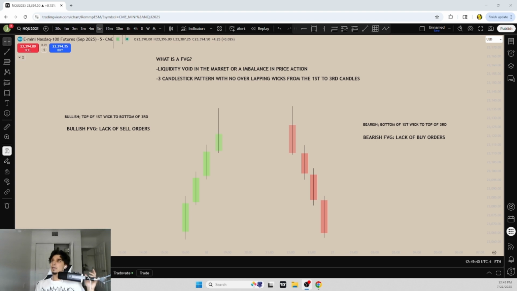However, fair value gaps are a really simple topic to understand, but there's a lot of knowledge to go into them and stuff to understand about them, but it's all relatively simple at the end of the day. So without further ado, let's get right into it.